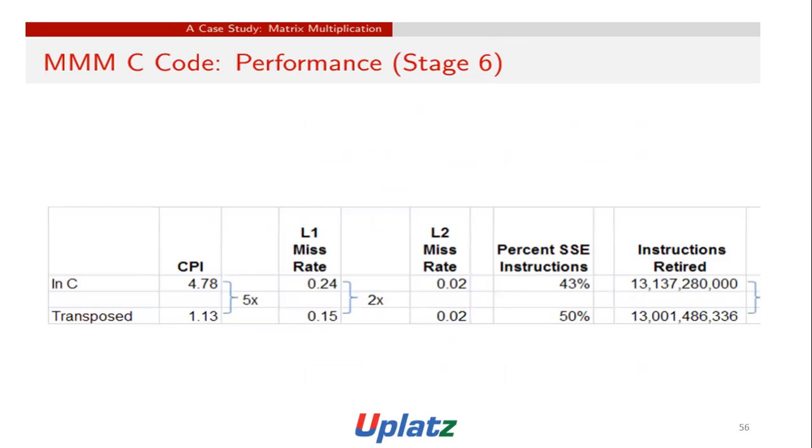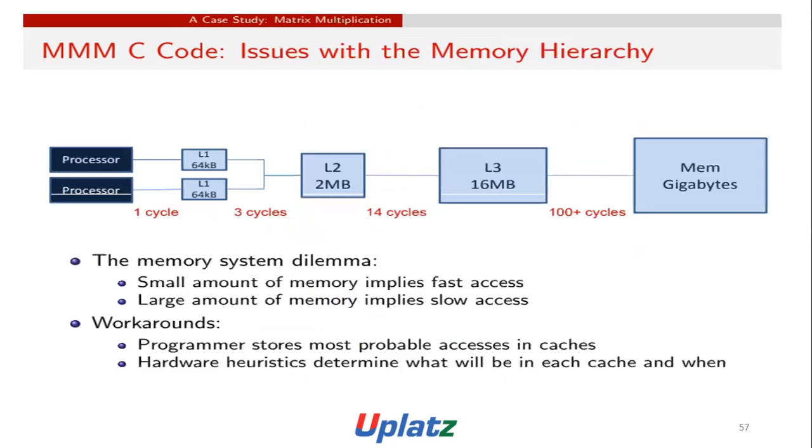Then in C, CPI is 4.78, with transpose 1.135x improvement. L1 miss rate goes from 0.24 to 0.52x improvement, L2 miss rate 0.02 to 0.02. Percentage is 43% to 53%. Instructions retired go from 13,137,280,000 to 13,001,486,336.